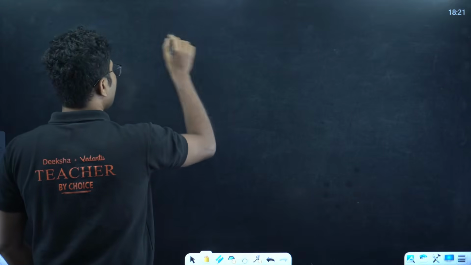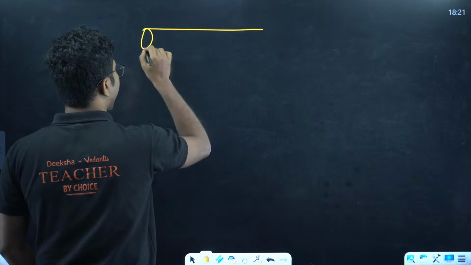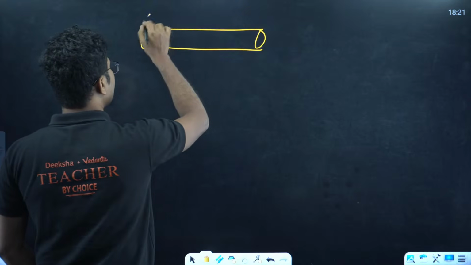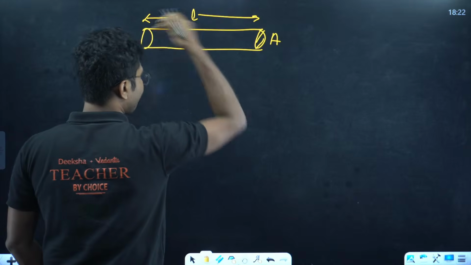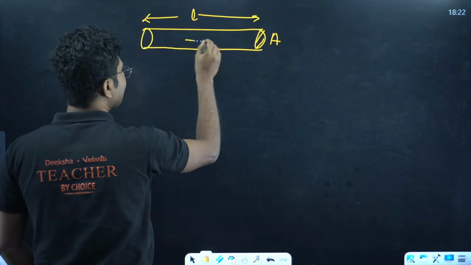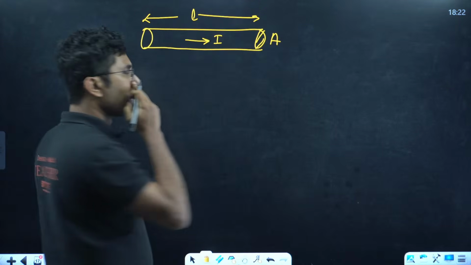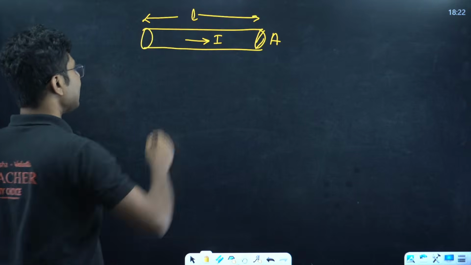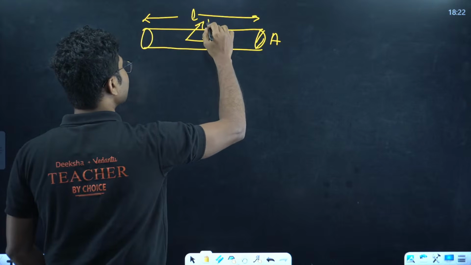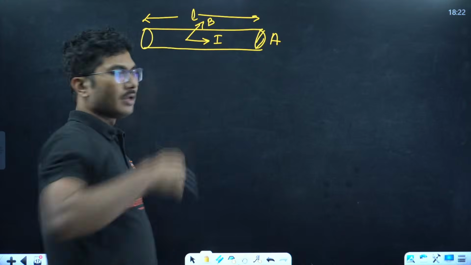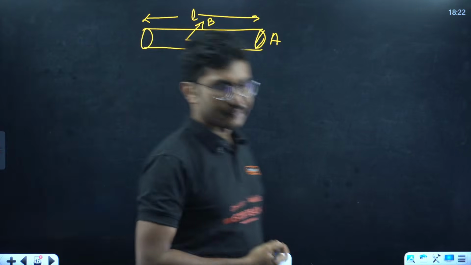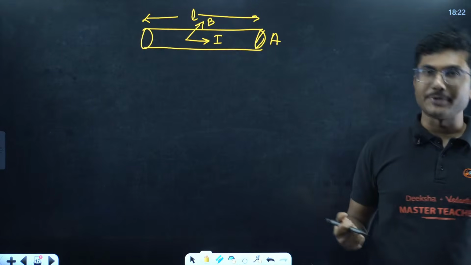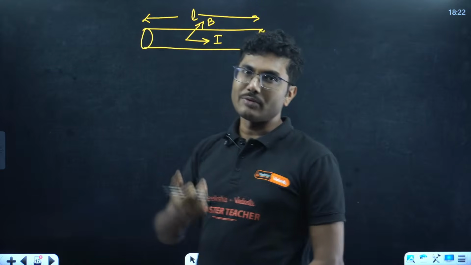So we have a conductor, say the length of the wire is L, the cross sectional area is A, and it is carrying some current I. There is a magnetic field at some angle with this current carrying wire. You have to find the force which is acting on this wire due to the magnetic field. If a single charged particle can experience force, the current carrying wire will also experience a force.